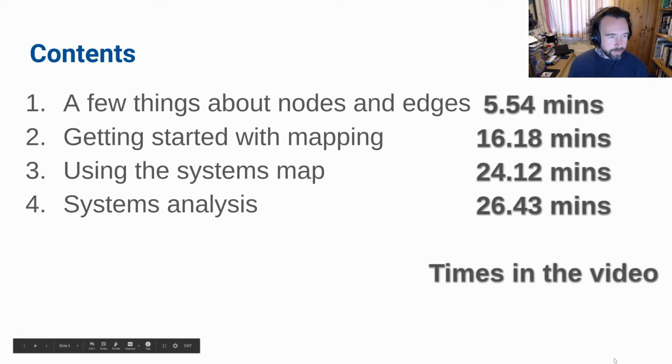So the rest of the talk I'll split into 4 bits, and you can skip between them as you like. We'll introduce a few things about nodes and edges. There's a few things methodologically that it's worth thinking about in terms of nodes and edges and mapping as a whole. Then after that, we'll talk a little bit about how to get started with mapping, what systems maps can be used for, and then the more analytical side of systems analysis, which will only be an introduction here because that's probably at least a few talks in its own right.